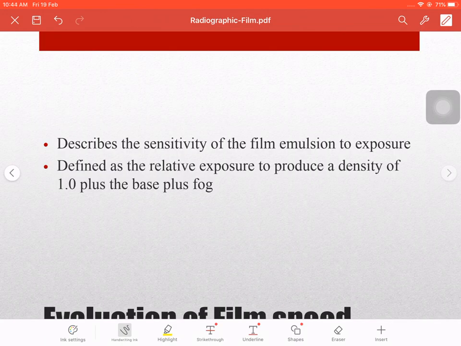Next is the evaluation of film speed. This describes the sensitivity of the film emulsion to the exposure. This is defined as the relative exposure needed to produce a density of 1.0 plus the base plus fog. Okay, so that is the characteristic curve. Characteristic curve measures the density level given by the amount of energy, given by the amount of intensity of our X-ray beam.